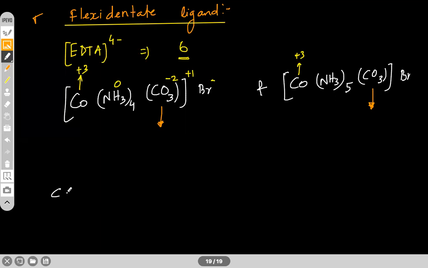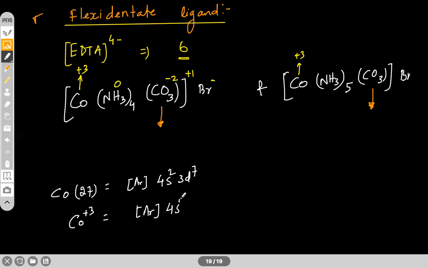So cobalt is 27 and its electronic configuration is argon 4s2 3d7. So for Co plus 3, the configuration is argon. Not required basically. Fine, let it be. We have 24 electrons here, right? This wants to have 36 electrons, the next higher configuration. So for 36 electrons, it needs 12 more electrons, which means its coordination number is 6 here.